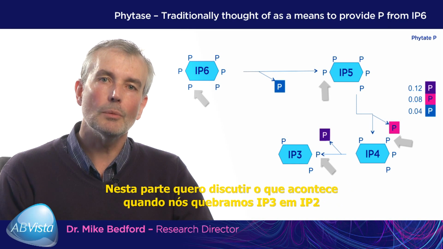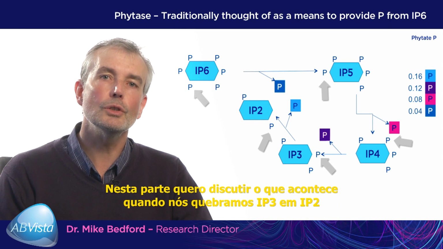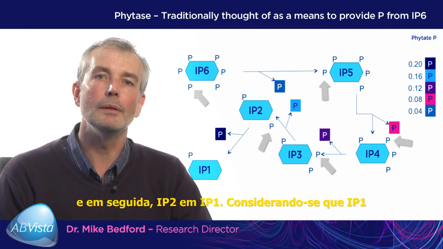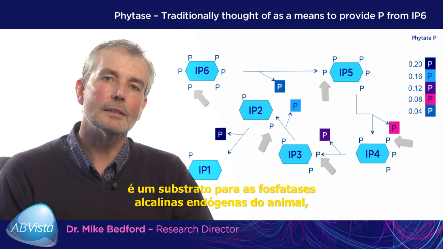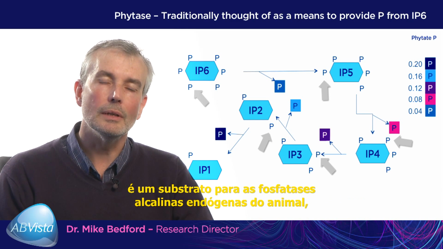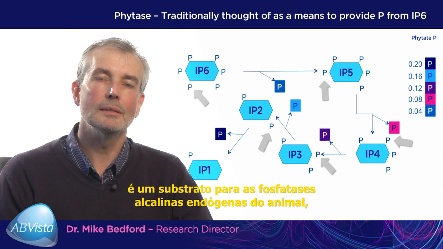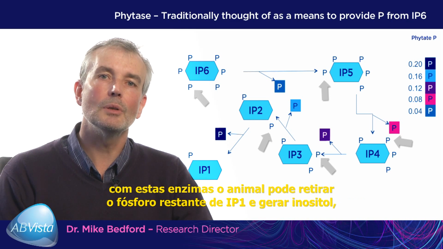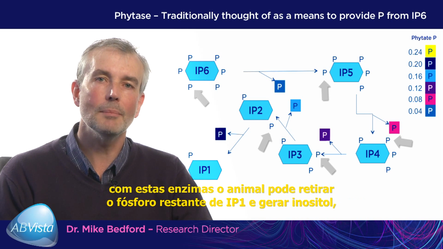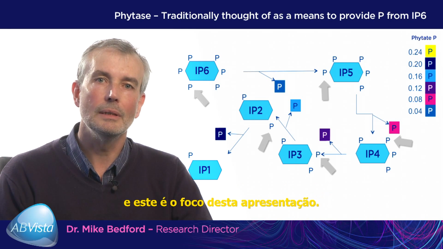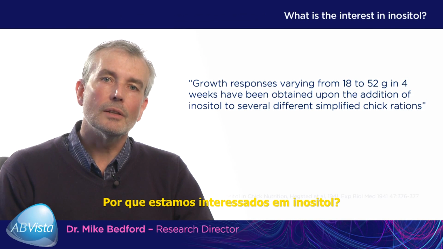In this part, what I want to discuss is what happens when we break down IP3 to IP2 and then IP2 to IP1, since IP1 is a substrate for the animal's own endogenous alkaline phosphatases. And with these enzymes, the animal can take off the last phosphorus from IP1, producing inositol. And that is the focus of this talk. Why are we interested in inositol?